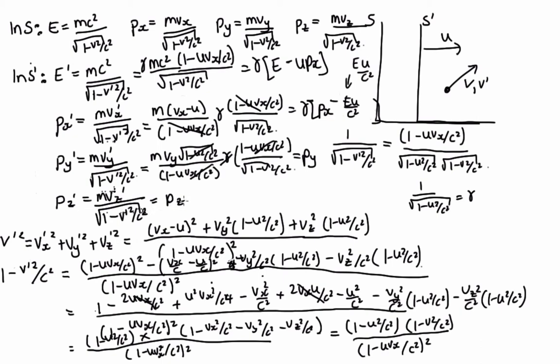So we've now come up with our expressions. We can now answer this question, but let's just write the expressions up here, and then we can clear the screen to answer our actual question. So we've got E prime is equal to gamma times (E minus u px), and we've got px prime is equal to gamma times (px minus Eu on c squared). Okay, so let's clear some space now.